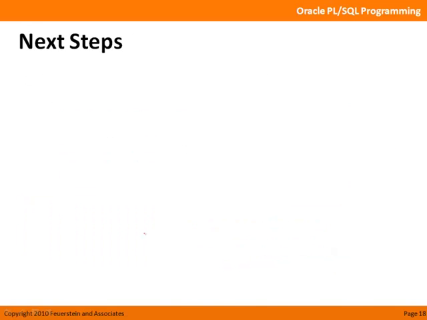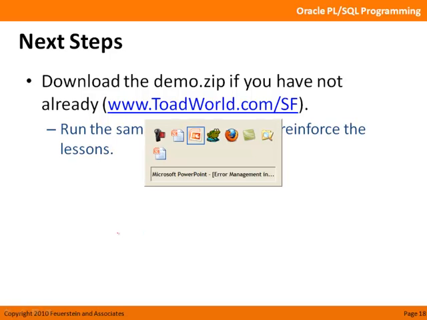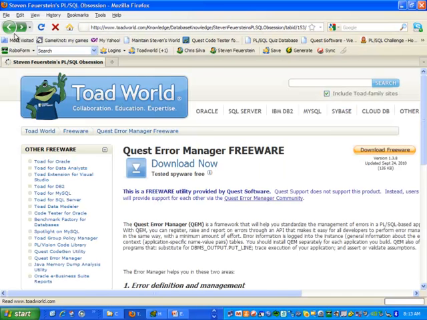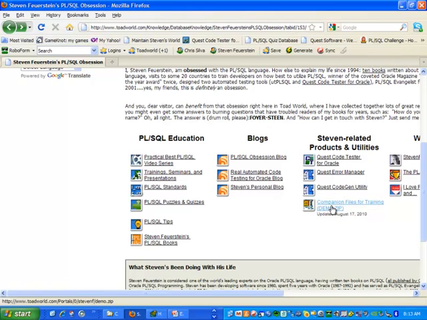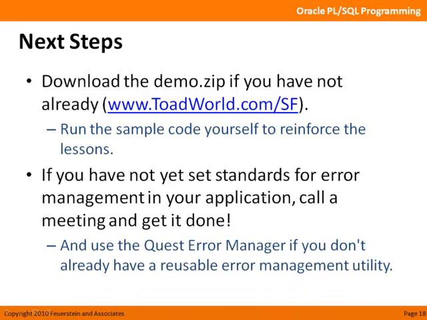Next steps. First of all, if you have not already, download the demo zip file, which you can find on the main page of PLSQL Obsession right here. Download demo zip, go back through this presentation, try out the sample code that I reference, try out the demonstration of the Quest Error Manager after you've installed it, and make sure you understand the concepts and the specifics in this lesson. And if you haven't already set standards for error management, do it. Call a meeting. Get it done. You really need to have that in place.